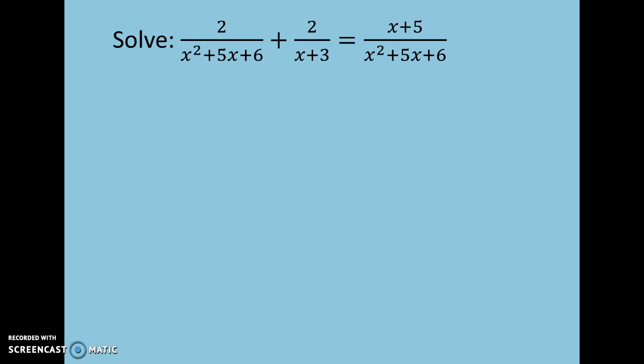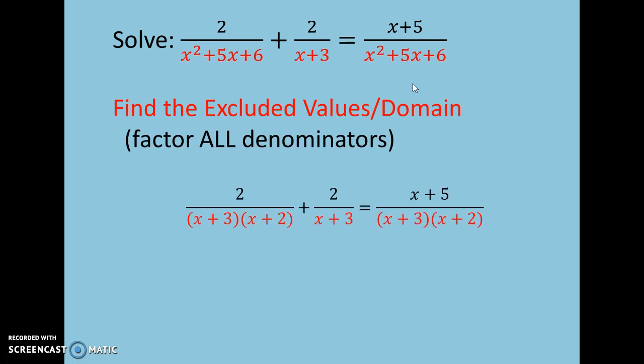Here's our first equation. We have 2 over the quantity x squared plus 5x plus 6, plus 2 over the quantity x plus 3, is equal to x plus 5 over the quantity x squared plus 5x plus 6. First thing we want to do is find the excluded values or identify the domain of x.